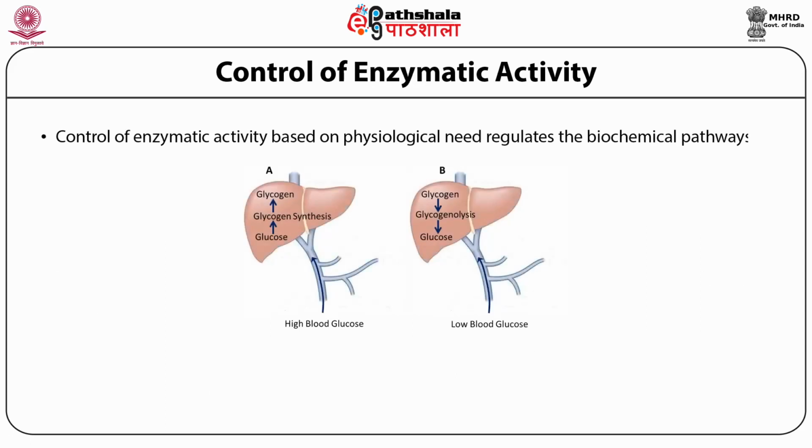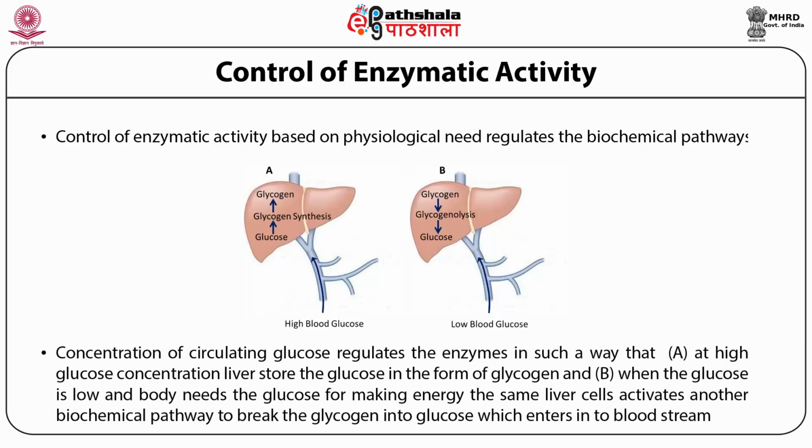So this explains very nicely how the physiology regulates the enzymatic activity inside the cell. So the physiology means what? When there is high blood glucose, the situation A you can see, the circulating glucose levels are very high. So enzymes are controlled in such a way that at high glucose concentration, the liver stores the glucose in the form of glycogen. How it occurs, we will be talking about in more detail in coming slides. The liver has an enzyme called glucokinase, which has a high Km value for glucose.